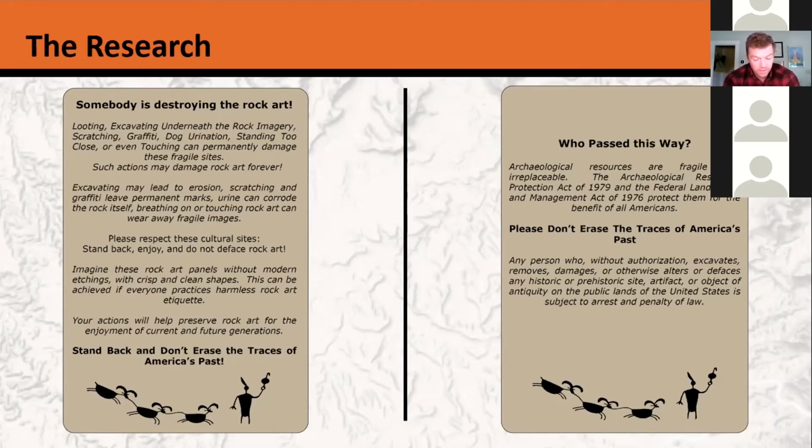The BLM's ARPA sign reads, "Who passed this way? Archaeological resources are fragile and irreplaceable, and the Archaeological Resource Protection Act of 1979 and the Federal Land Policy and Management Act of 1976 protect them for the benefit of all Americans. Please don't erase the traces of America's past. Any person who, without authorization, excavates, removes, damages, or otherwise alters or defaces any historic or prehistoric site, artifact, or object of antiquity on the public lands of the United States is subject to arrest and the penalty of law."